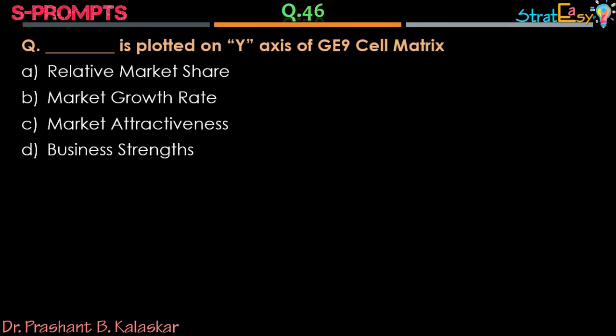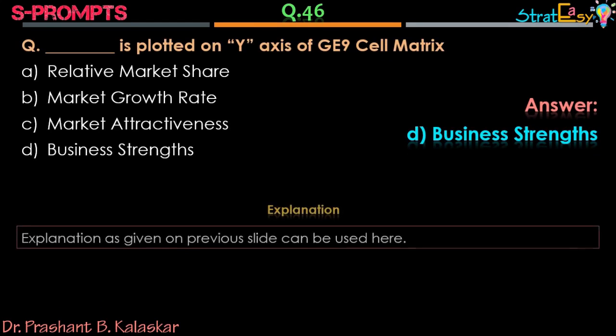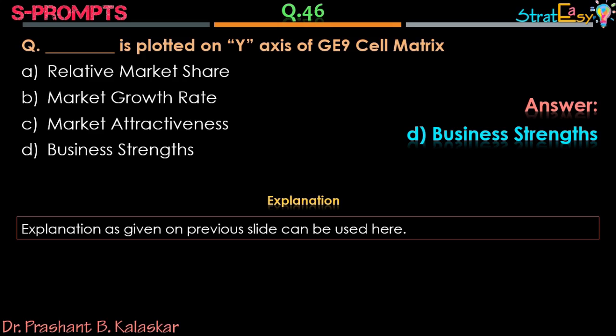Question number 46. Dash is plotted on the y-axis of the GE 9 cell matrix, and the right answer is option D, that is business strength. For the explanation, you can refer to the previous slide.